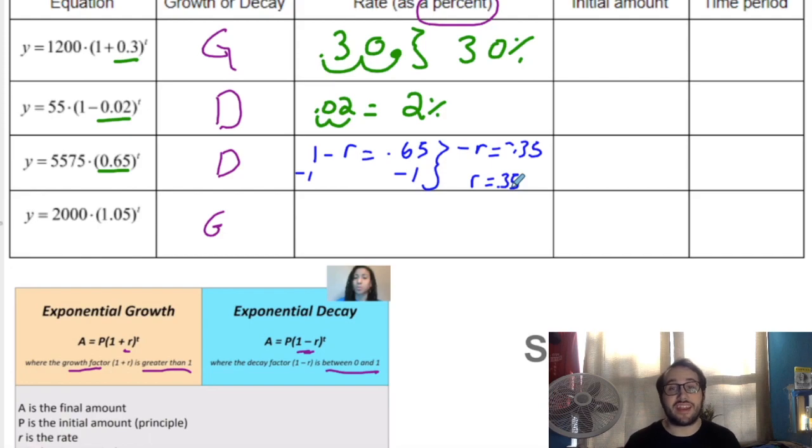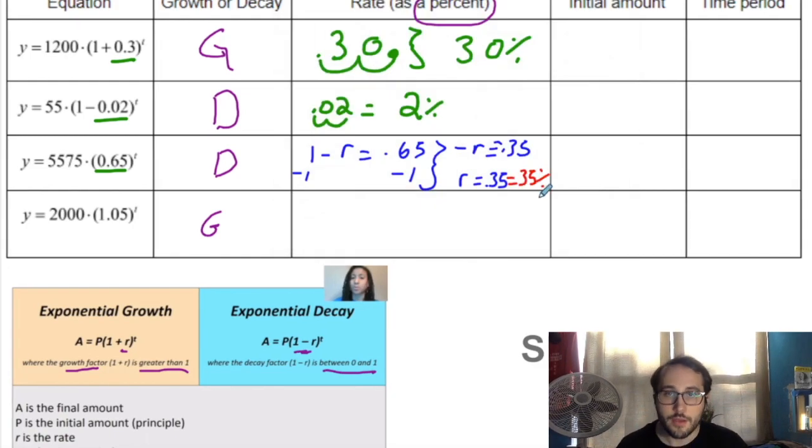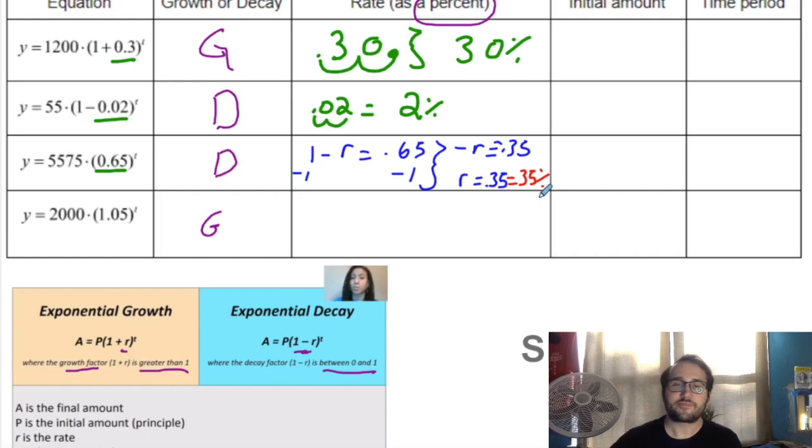However, we need to write it as a percent. So if we're going from decimal to percent, we're going to move our decimal place over twice. Okay, and it's 35%.